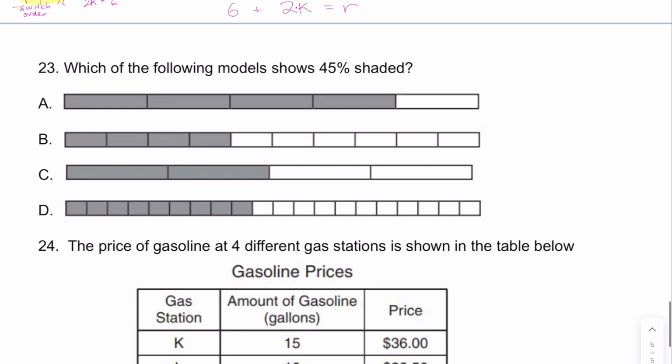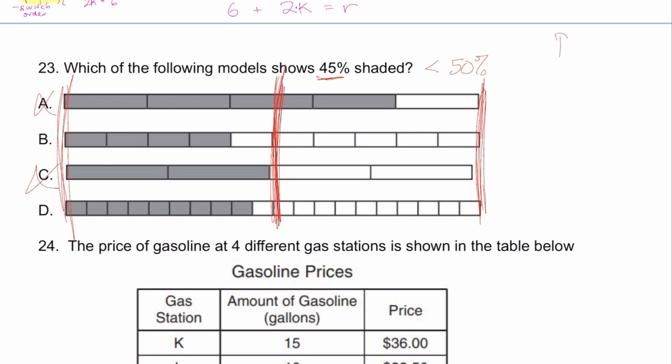All right, next to number 23, which of the following models shows 45% shaded? So we know that 45% is first less than 50%. So these bars are about the same size. If you do 50%, that's going to be somewhere here. You want it to be less than 50%. So it can't be A and it can't be C. So it's between choices B and D.